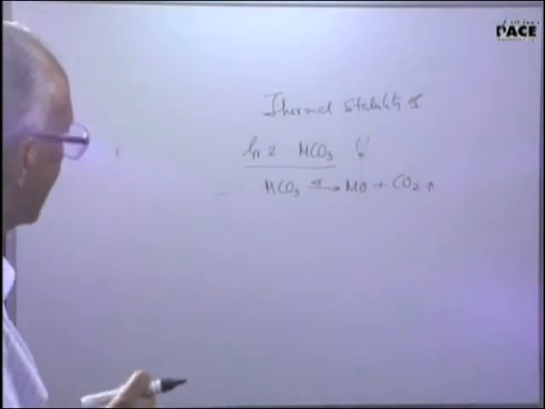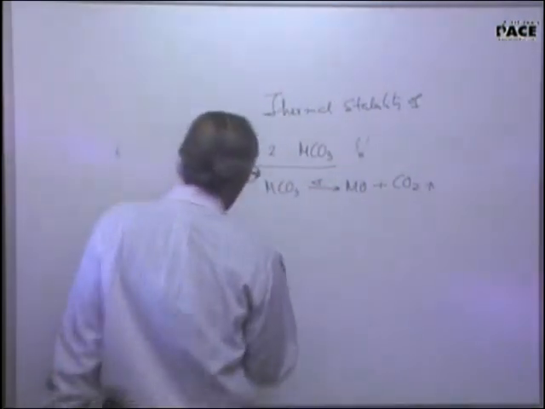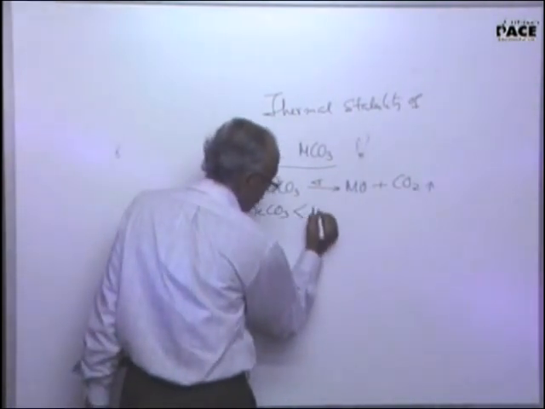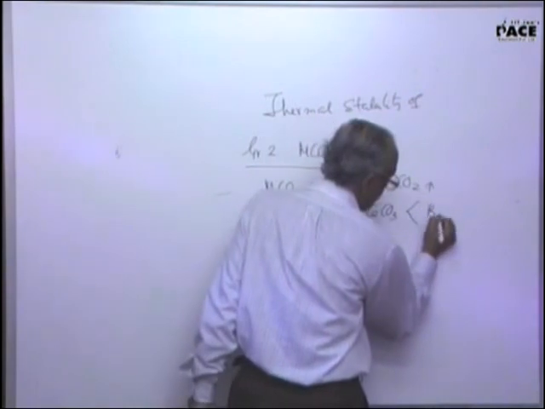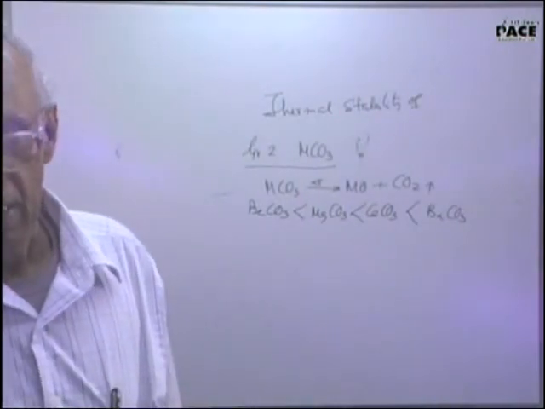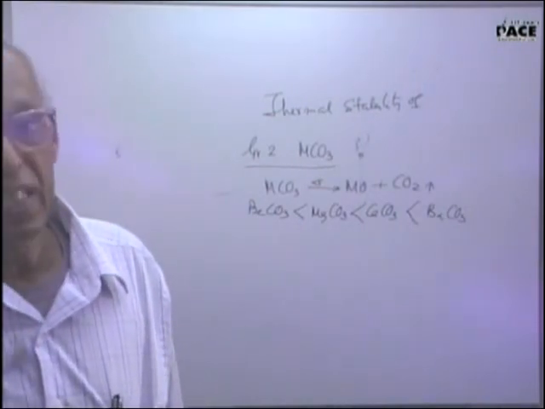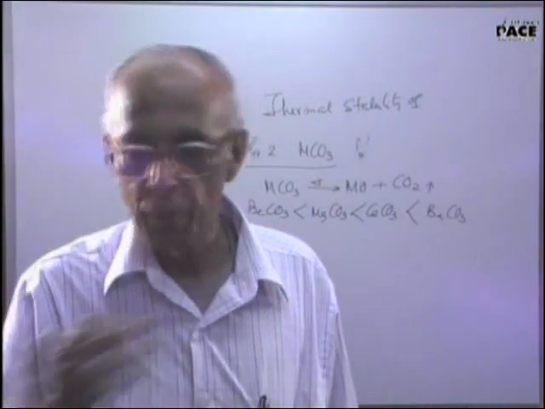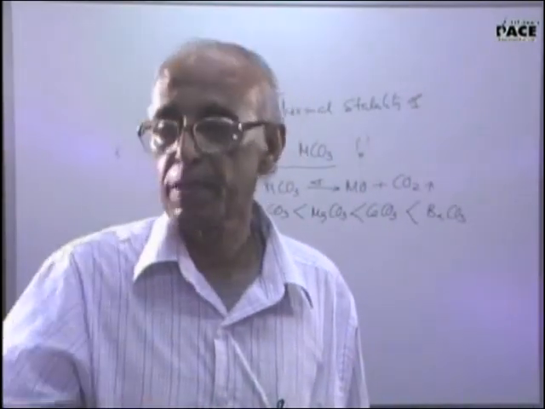Now, this can be explained in two ways. What is the order? The order is beryllium carbonate stability is less than magnesium carbonate, less than calcium carbonate, less than barium carbonate. That means barium carbonate is thermally most stable and beryllium carbonate is thermally least stable. That means at the lowest temperature, beryllium carbonate will decompose to beryllium oxide and carbon dioxide. Whereas for barium carbonate to decompose, I require a very high temperature.